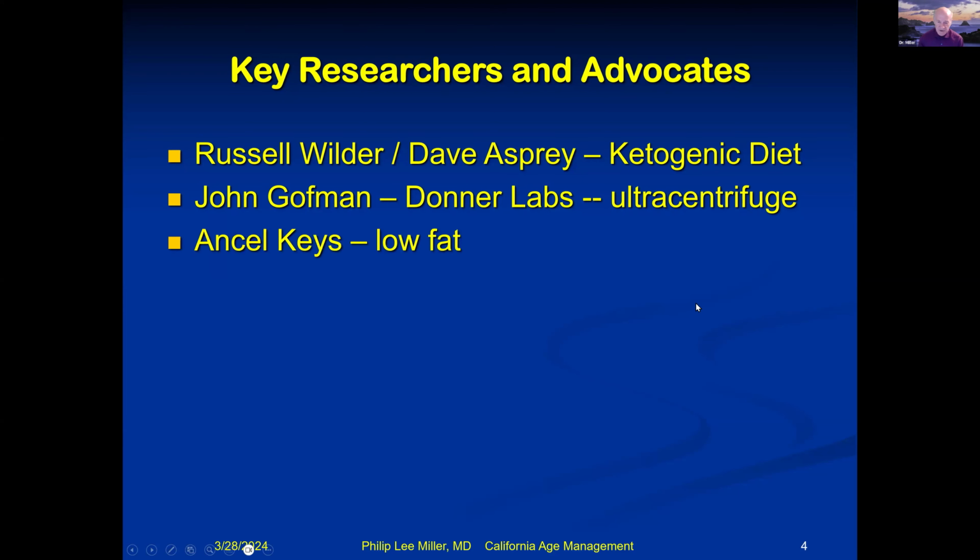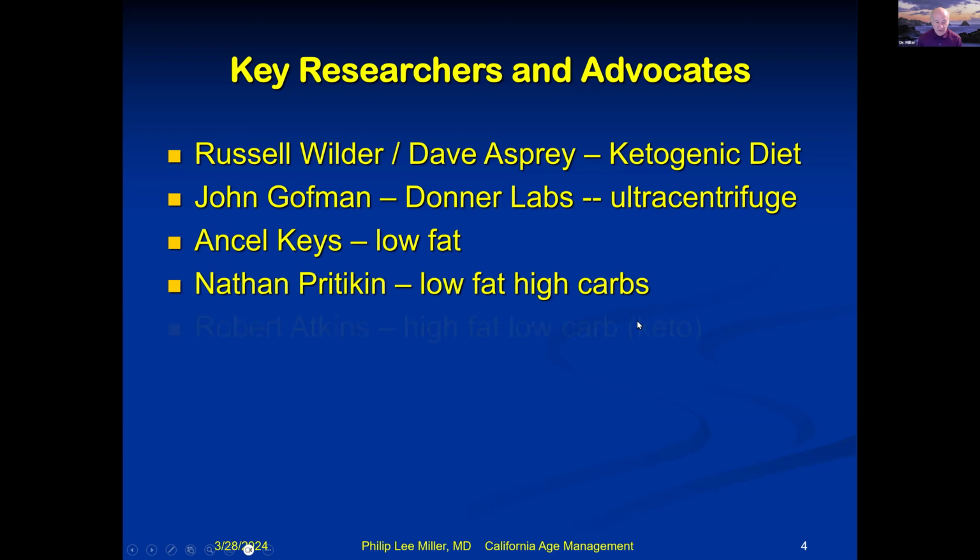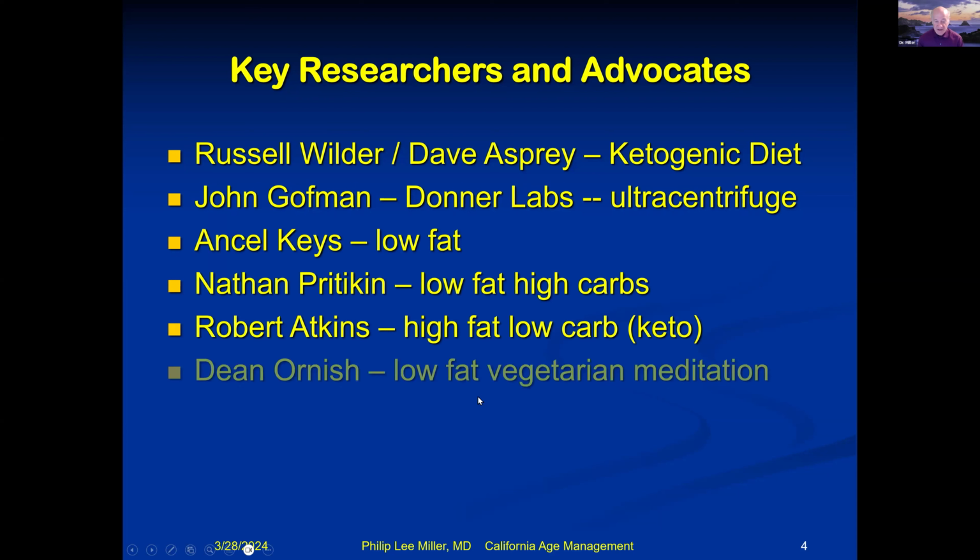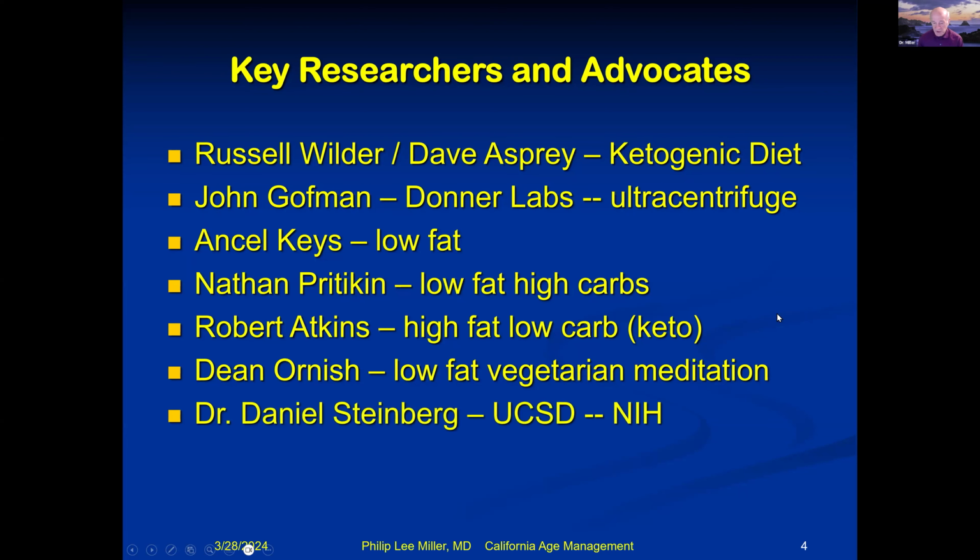Ancel Keys is someone that people have referred to. Nathan Pritikin started in the 90s or late 80s with an emphasis on low fat, high carbs. Then Robert Atkins, who you know as the Atkins diet, which is sort of a modification of the keto diet, started with a high fat, low carb diet. Then Dean Ornish said, no, we want a low fat vegetarian meditation diet. So you can see how each person has developed a new proposal.